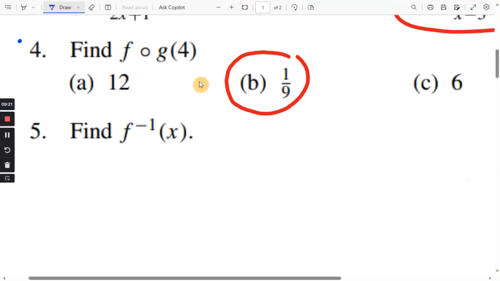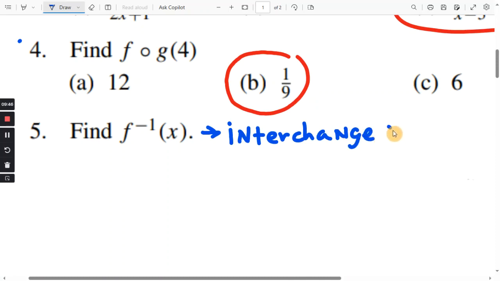All right, number 5, find the inverse of f of x. This is the inverse function. This is not an exponent. It's not f to the negative 1. That means inverse. What you do for the inverse, you interchange x and y, and then solve for y.